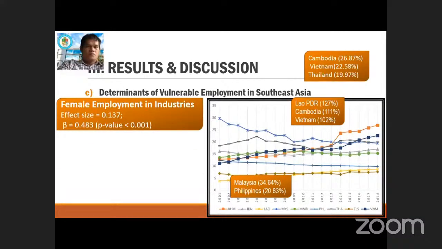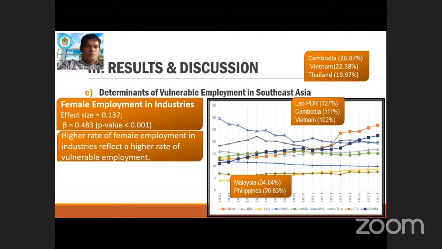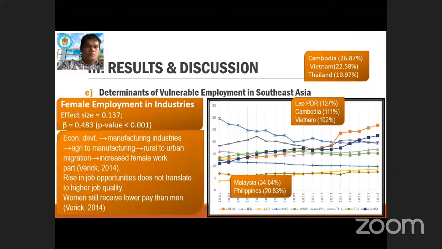Similarly, female employment in industries contributes to an increase in vulnerable employment in the region. The recent economic developments among the Southeast Asian countries brought with it the rise of manufacturing industries, which resulted in the shift of workers from agriculture to manufacturing, rural to urban migration, and the increased participation of the female population in the labor market. However, high rates of industrialization and the rise in job opportunities from the augmented manufacturing sector do not automatically translate to high job quality. Generally, women tend to receive lower pay and are usually employed in low productivity jobs.